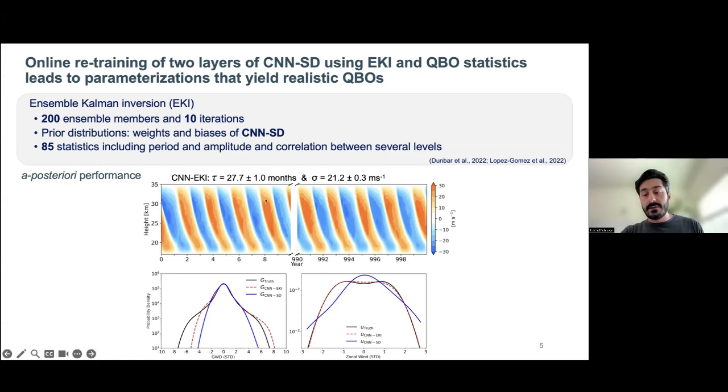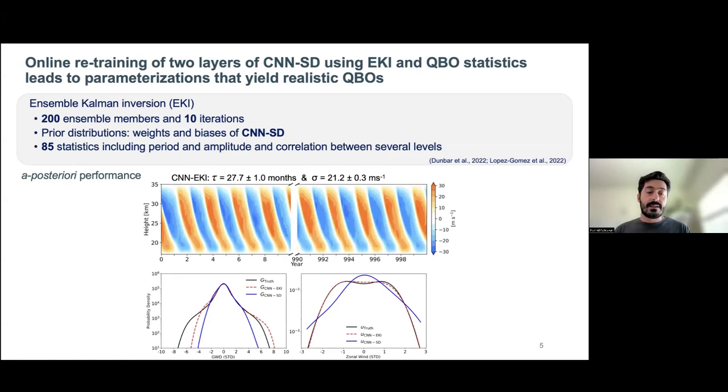We can also look at the PDF, for example, of the zonal mean to see how it's improved during the online training. So we have gone from this blue line, from CNN-SD, to this dash red line after online retraining. And so there's also some improvement in the PDF of the gravity wave drag, but it is not that significant.